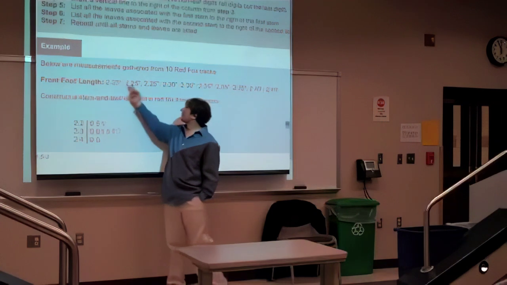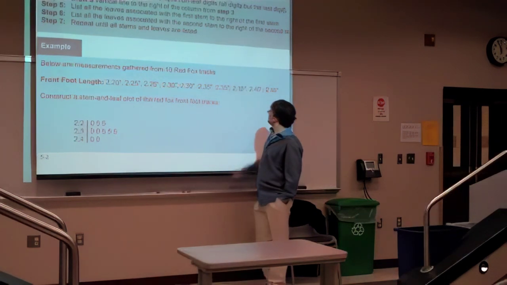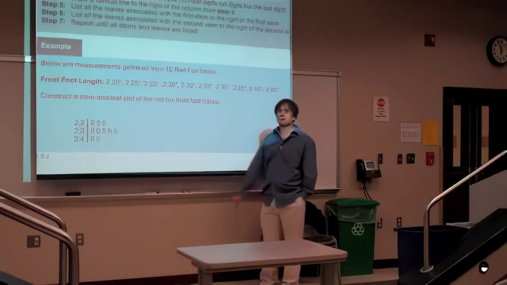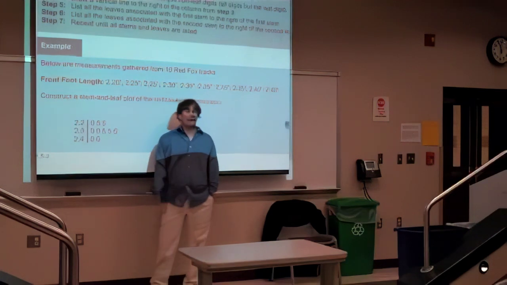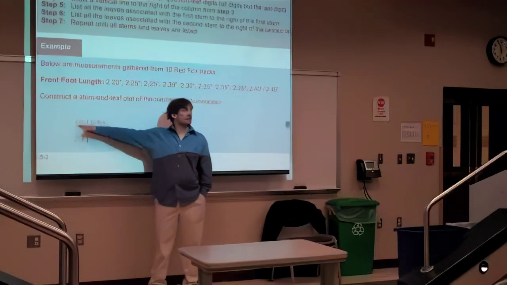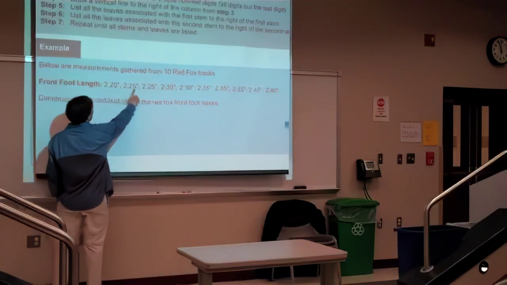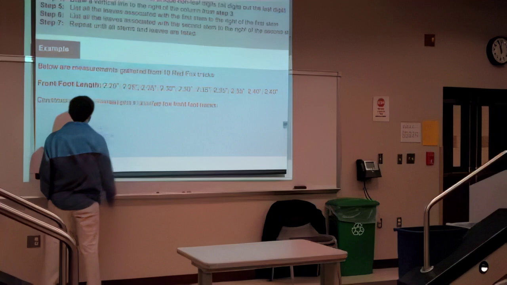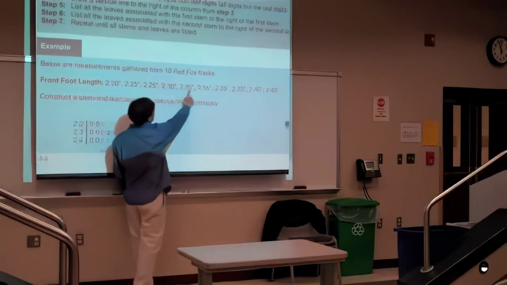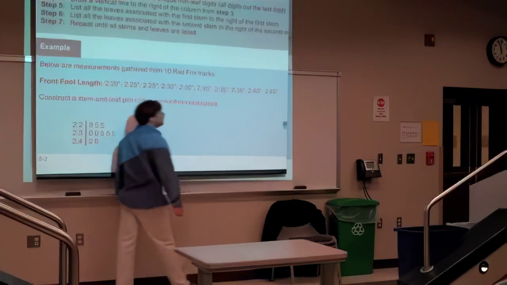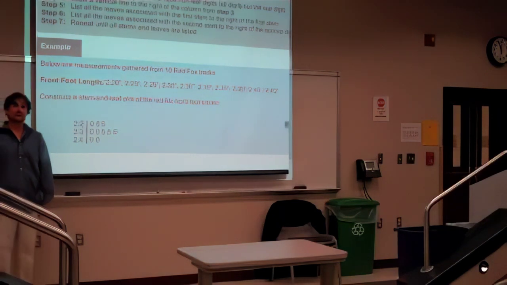So I have some 2.2s, I have a few 2.3s, and I have a couple 2.4s. So I list out 2.2, 2.3, and 2.4, and then I attach the leaves that are on these. So my 2.2, I have a 0 leaf, and a 5 leaf, and a 5 leaf. 0, 5, and 5. For my 2.3s, I have a 0, a 0, a 5, and a 5 for leaves. And 2.4, I have 2 zeros down there.